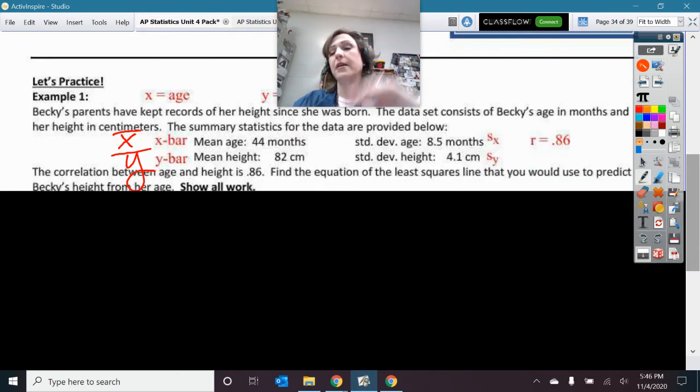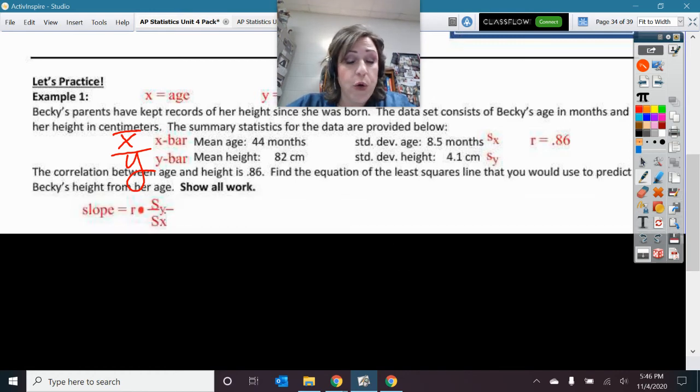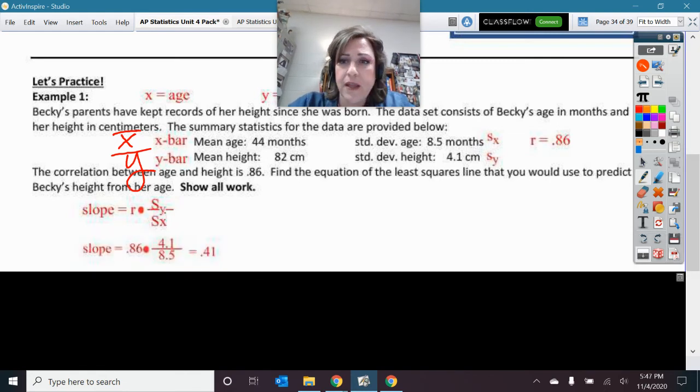So let's do this. First thing, step 1, find your slope. Variability of the Y's over the variability of the X's times the R. Okay, so make sure you get that in the right order. The Y's over the X's, okay, so here it is. The 4.1 over the 8.5 times that correlation, that's 0.41. So that's our slope, 0.41.